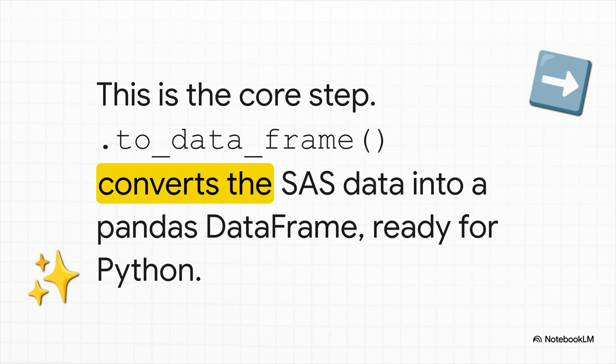And here we go. This single line is the absolute heart of the whole operation. We take that file we just opened and we call the .to_data_frame method on it. Bam! That one command reads everything, all the data, the structure, from the SAS file, and instantly translates it into a beautiful, perfect pandas data frame. We then just assign it to our variable, df.